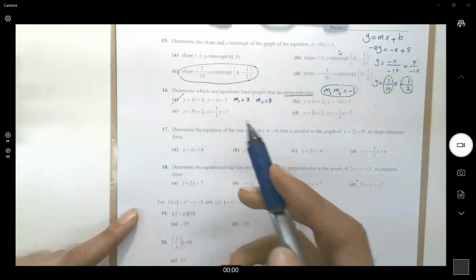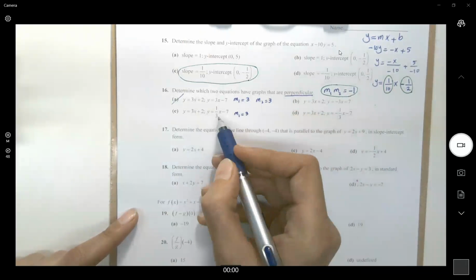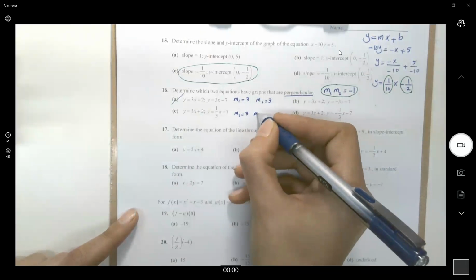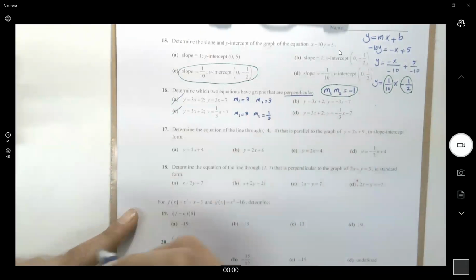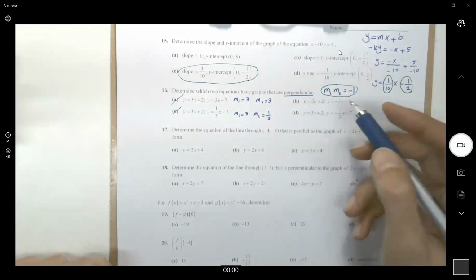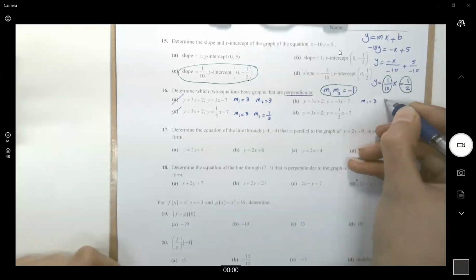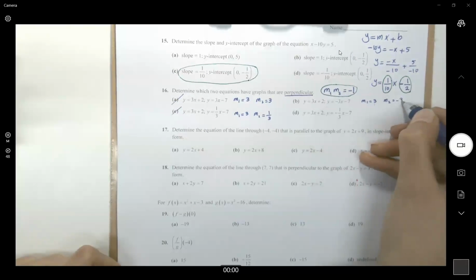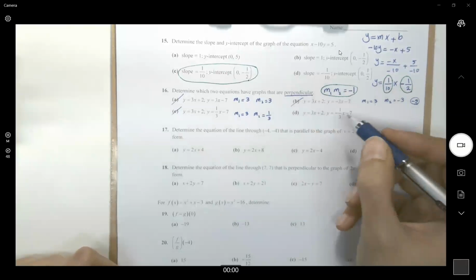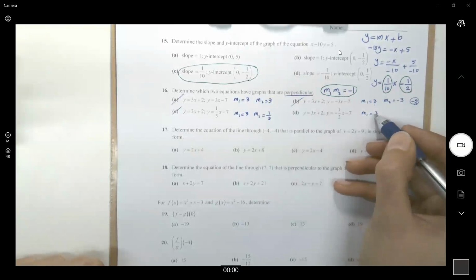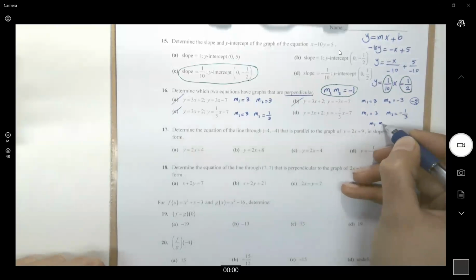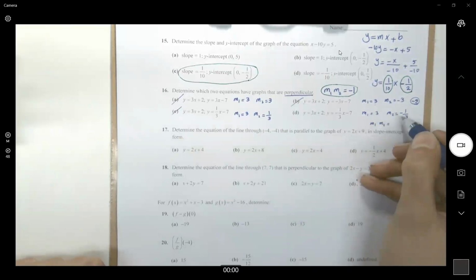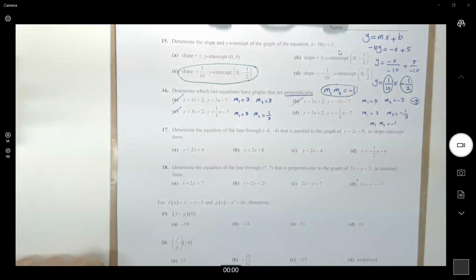The slope of the first line is 3. The slope of the second line is 1/3. If you multiply these two, the outcome is +1, not -1. The slope of this line is 3. The slope of the second line is -3. 3 times -3 is -9, not -1. The slope of this line is 3. The slope of this line is -1/3. If you multiply them, 3 and 3 cancel out, you're left with -1. So D is the correct answer.